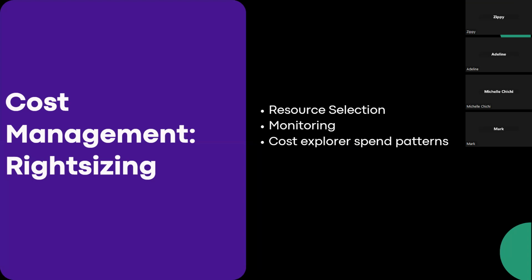aligns with your requirements. So if the utilization is very low, chances are you have over provisioned. If the utilization is very high, chances are you have under provisioned. So the tool for this, of course, is CloudWatch.